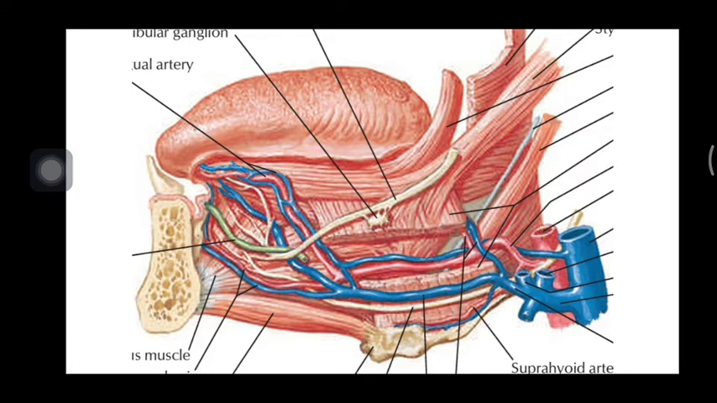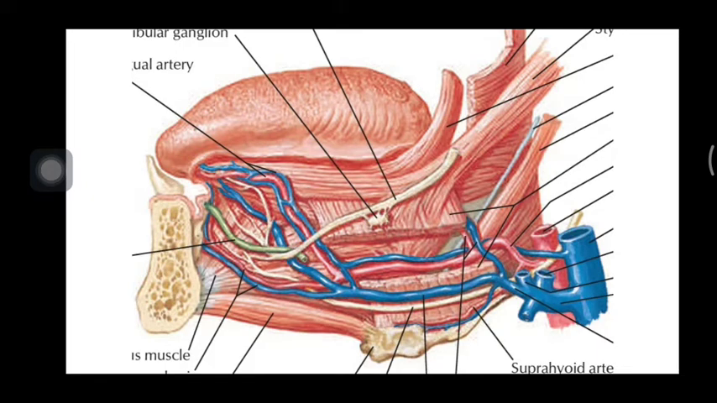It arises from the front of the external carotid, just opposite to the tip of the greater cornu of hyoid bone. This is the tip of the greater cornu of hyoid bone. This is the hyoid bone. And sometimes it arises with the facial artery as the linguofacial trunk. The course of the artery is divided into three parts by the hyoglossus muscle.